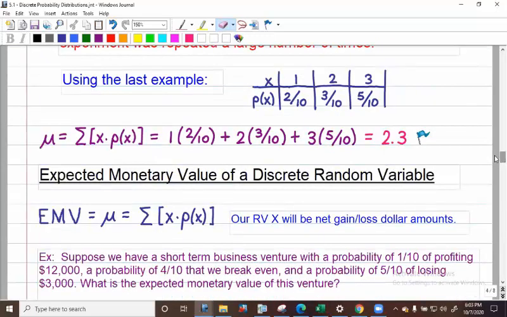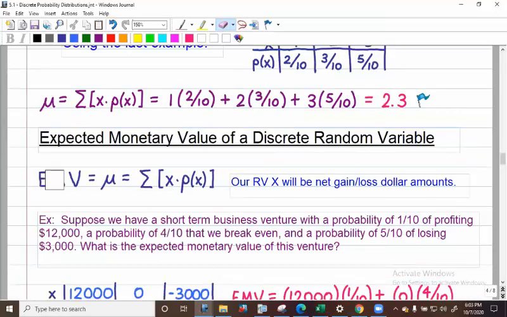All right. You don't have to worry about this EMV notation or anything like that. I'm not going to ask on a test. I would probably just say find the expected value. I wouldn't necessarily use the word monetary there. But now this is what I was talking about earlier. This is our random variable x. It's net gain, loss, dollar amount. So you can absolutely have negatives here for your x. It's only your probability values that have to fit within a set of certain rules and guidelines.